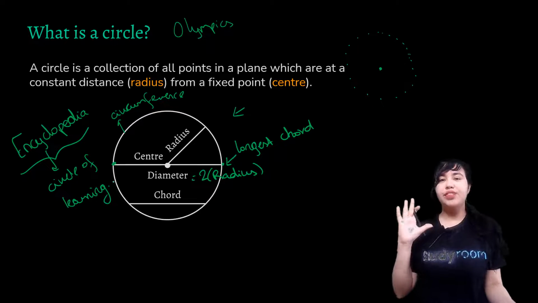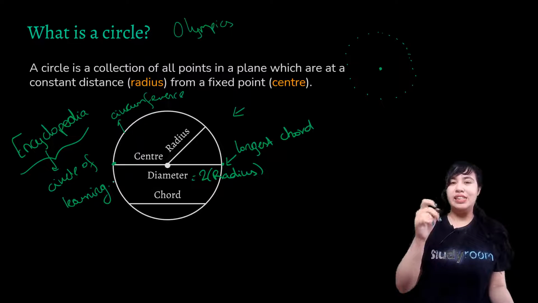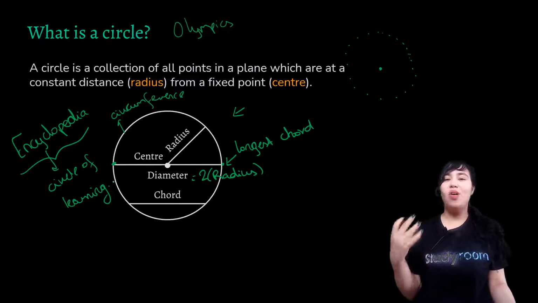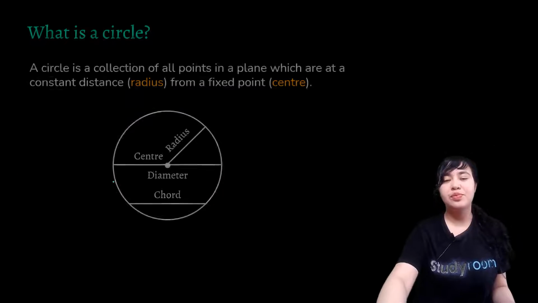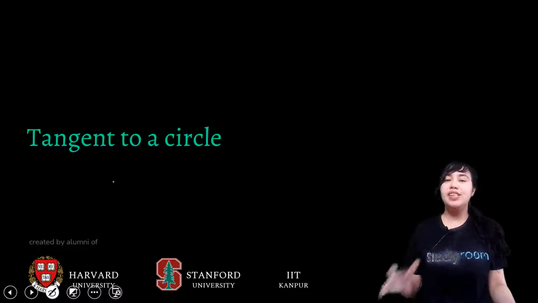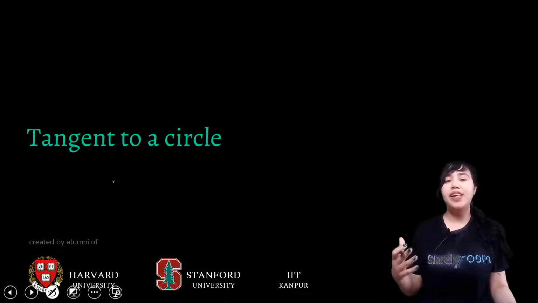So these are the parts of a circle. Just remember them: center, radius, chord, and the longest chord being the diameter. Now, if you've understood these parts, we'll move on to a very important part, which is the tangent to a circle.